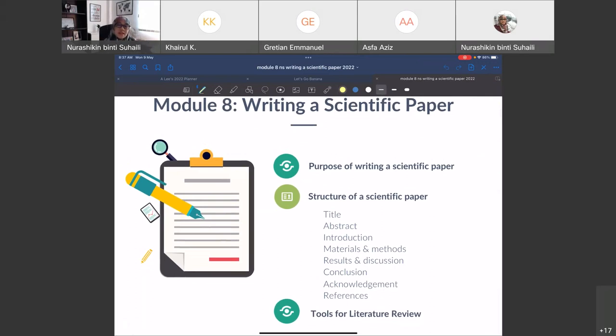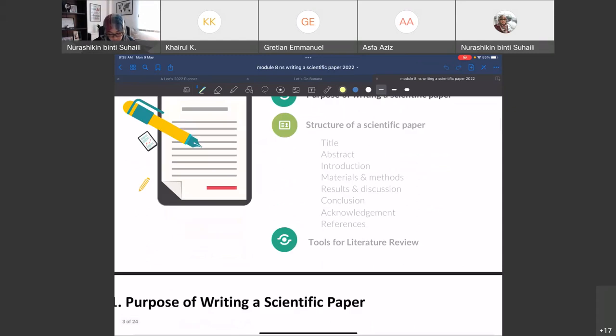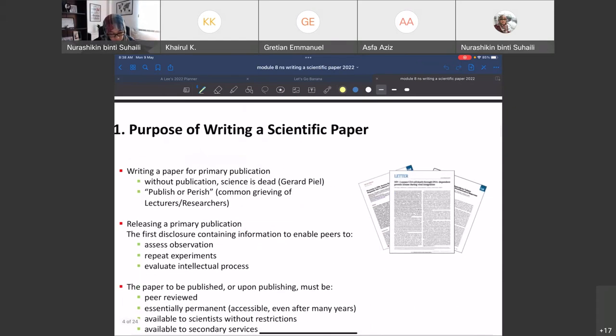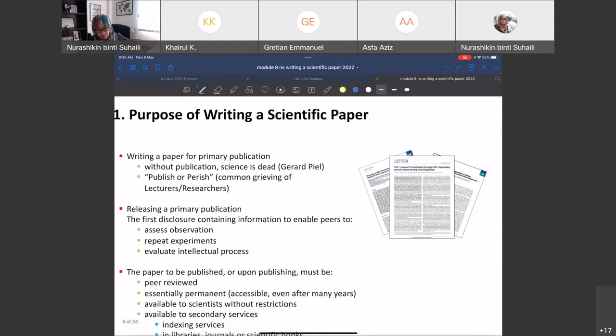So literature review is a process of reading, reviewing articles. Okay, so you have to know what it means. And it's actually a process of reading and comparing different articles, and getting the points from them. And you need it because you need to write your documents, like proposal or thesis. Yeah? Okay, so first thing first, what is the purpose of writing a scientific paper?